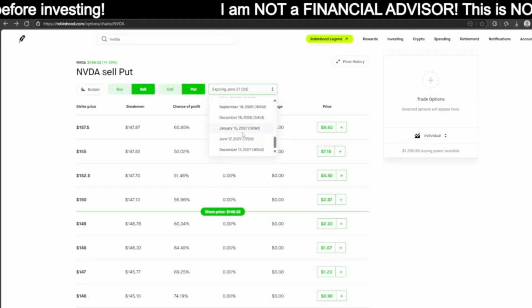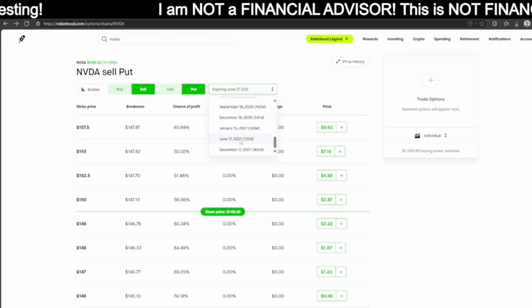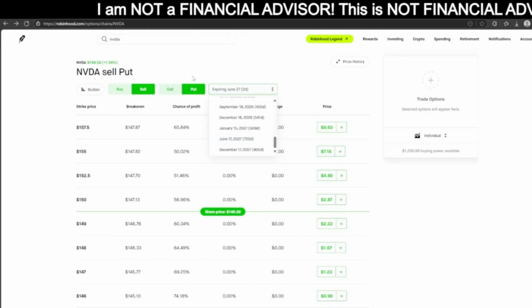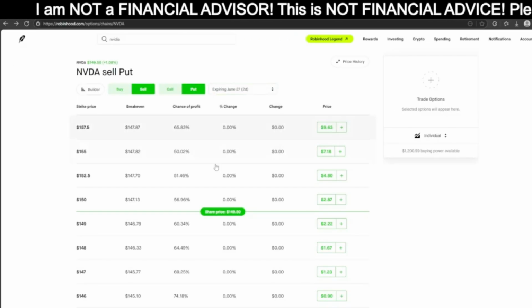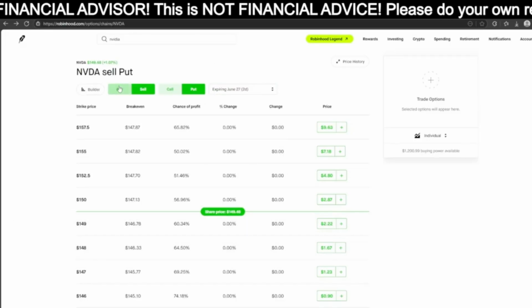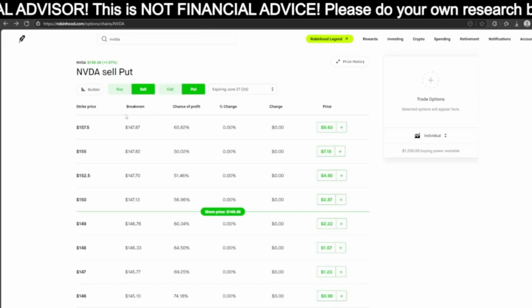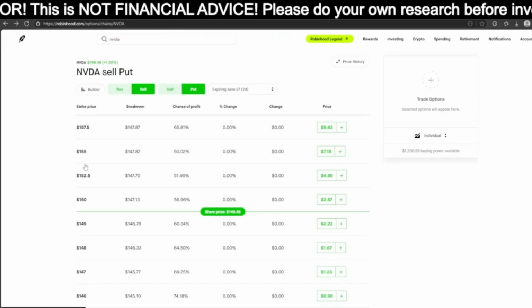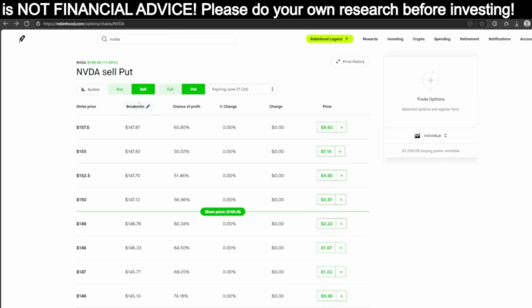You can go all the way out for 2 years if you want to, whatever the case is. There's a lot of options here. Now, this is called the options chain right here that you're looking at. So that's something to become familiar with to start off with. The other thing to become familiar with is strike price, break even, which basically means you don't lose money.